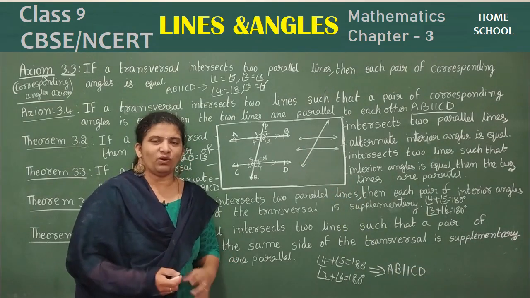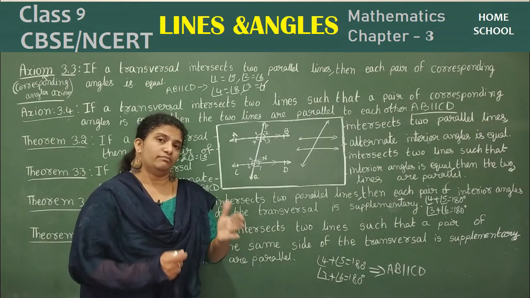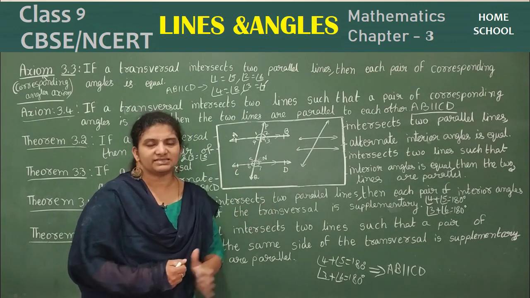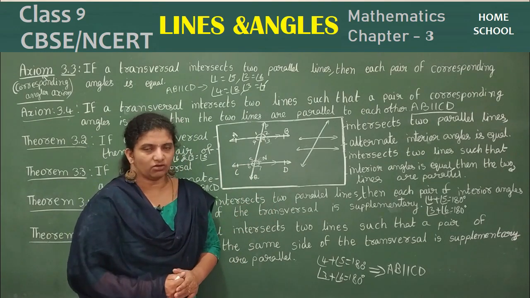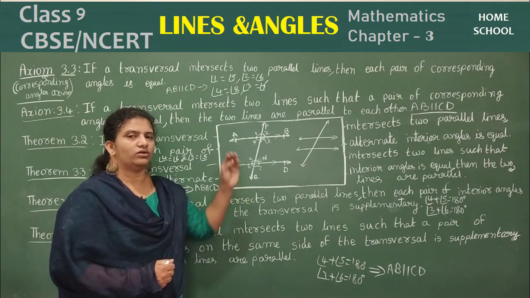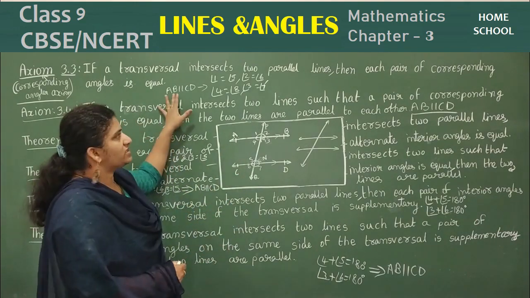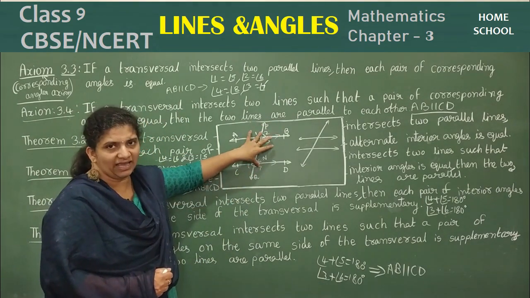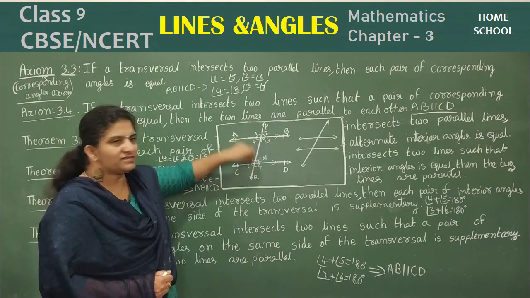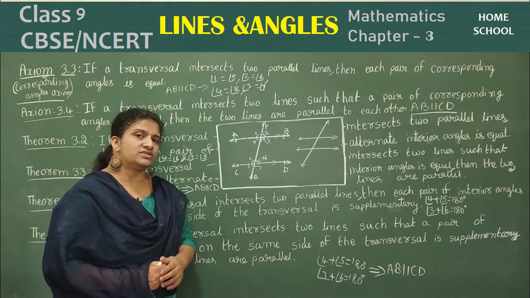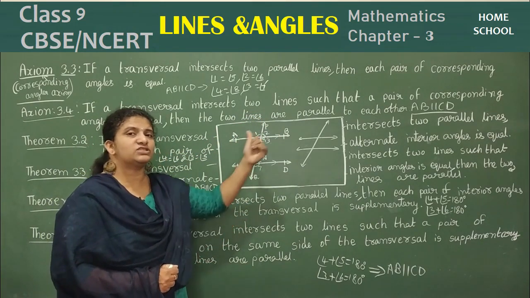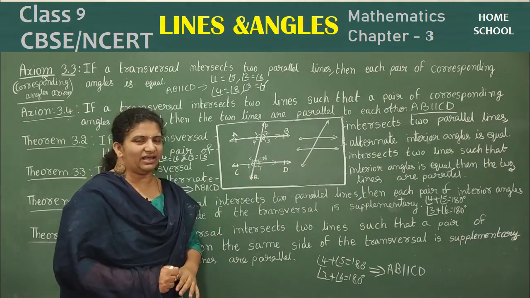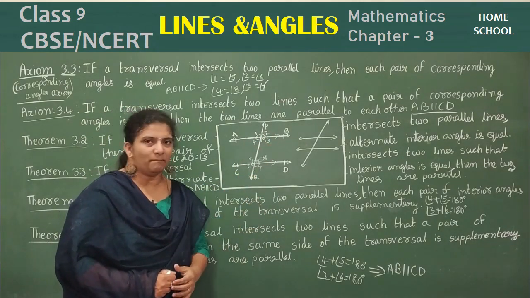Okay, by this what we can say here, children, the normal statement and its converse are given here. There are three such statements and their converses we have discussed now. So just quickly we can go through these statements. What is your first statement here? If a transversal intersects two parallel lines, corresponding angles are equal. And what is its converse, children? If a transversal intersects two lines and the corresponding angles are equal, then the lines are parallel. Which lines? AB and CD are parallel.